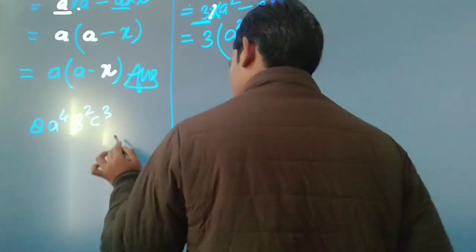Now let's see a question of different type. The question is 3x, and here a minus b, plus, minus 6y, and in bracket a minus b.